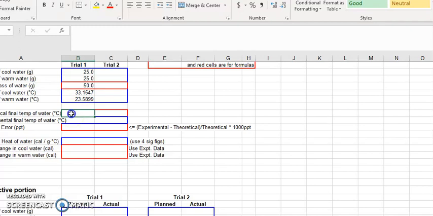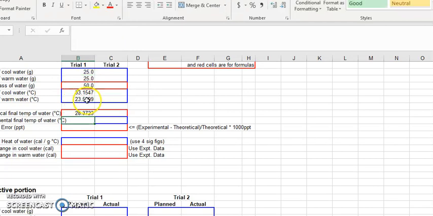The way that we're going to do that using Excel is open your parentheses. We'll do our cool water first. So the mass of my cool water divided by the total mass, times the temperature of the cool water. And then I'm going to add that, open your parentheses, to the mass of the warm water divided by the total mass, close parentheses, and multiply it by the temperature of the warm water. You can pause this screencast at any time to put the formulas in. I'm hitting enter.